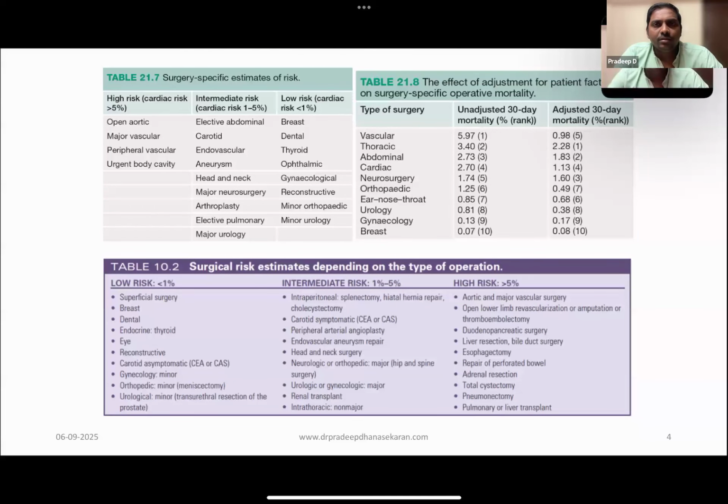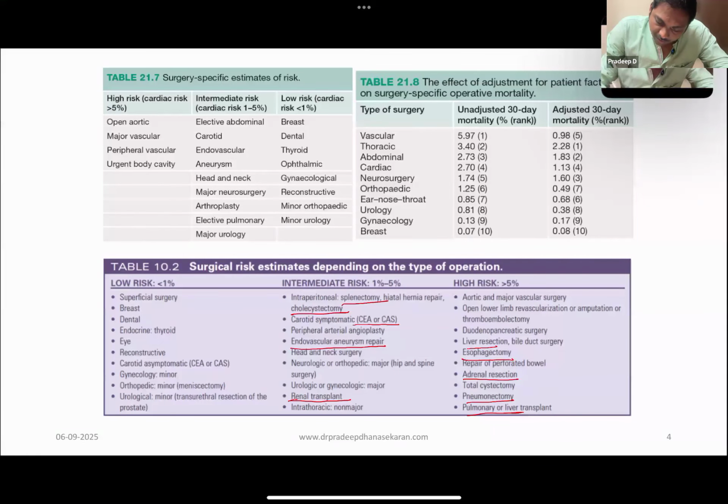So from these, the other questions which can be asked include: you might not expect renal transplant. Renal transplant is an intermediate risk surgery, right? And carotid endarterectomy is an intermediate risk surgery. And you have splenectomy and cholecystectomy under intermediate risk surgery. Whereas liver transplant, lung transplant, lung resection, adrenal resection, esophagectomy, HPB surgeries, HPB surgeries are always high risk surgeries.